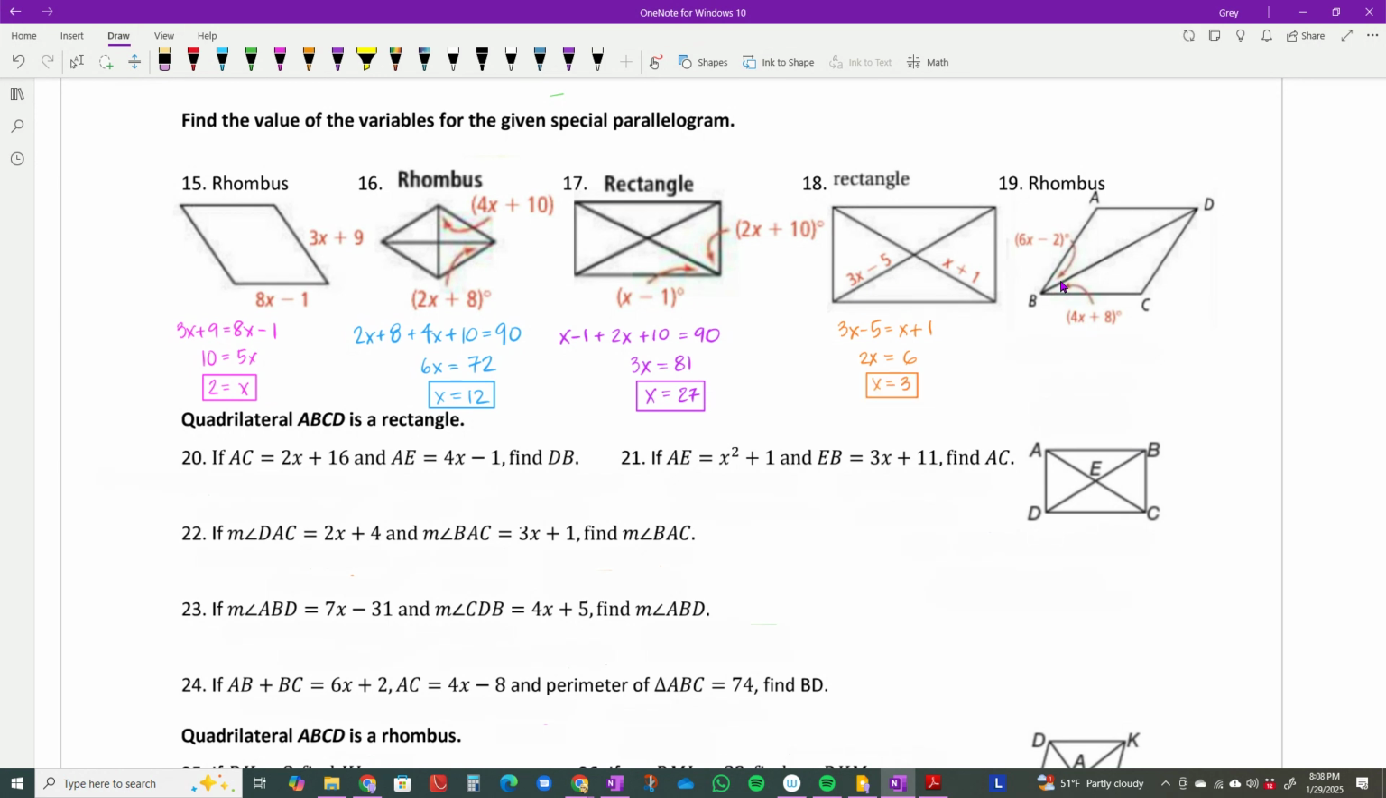All right. And number 19, I have a rhombus. And in a rhombus, the diagonal bisects the angles. So that means 6x minus 2 has to equal 4x plus 8. That gives me 10 equal to 2x, and x equals 5.